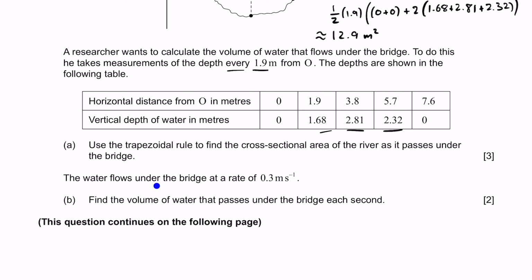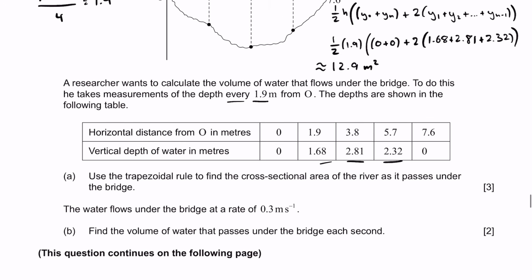The water flows under the bridge at a rate of 0.3 meters per second. Find the volume of water that passes under the bridge each second. Kind of a neat question. I think it is. So what can we do?